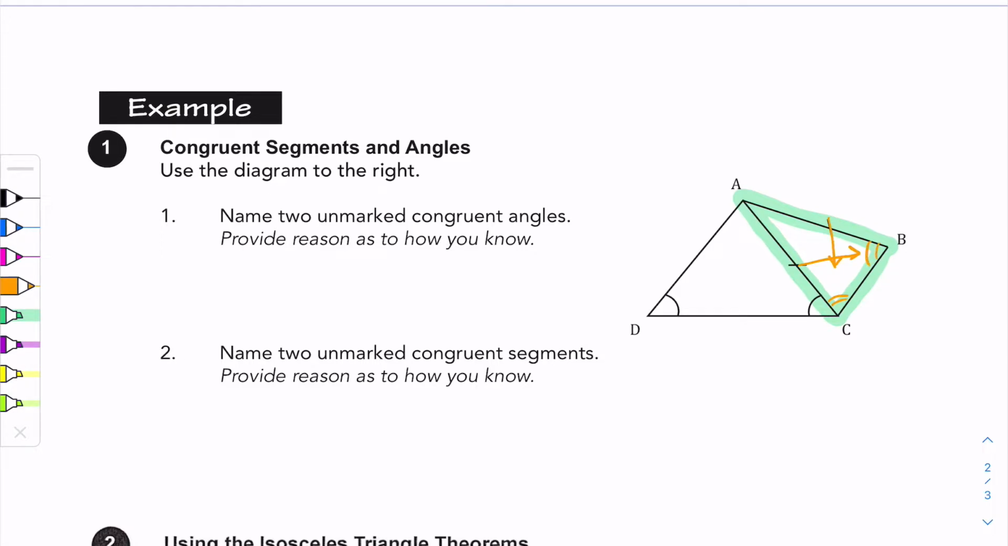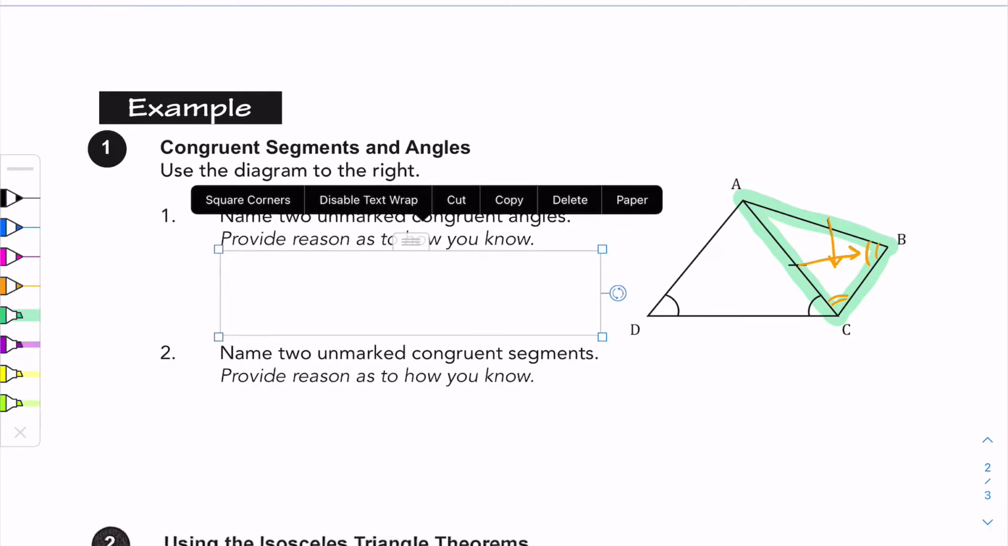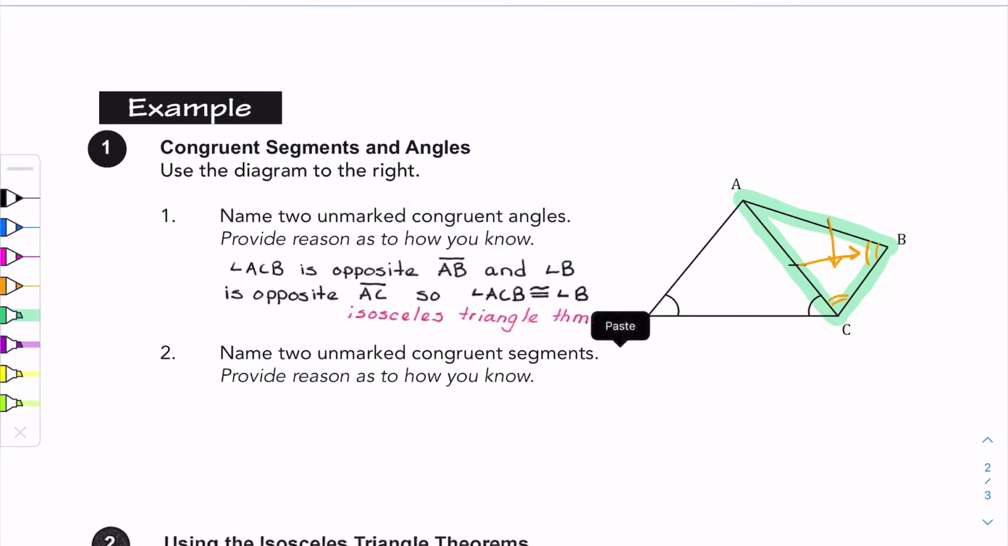So two unmarked congruent angles would be the two angles that I just marked, and I'm going to label them as angle ACB and angle B. So angle ACB is opposite segment AB, and angle B is opposite segment AC. So like I mentioned, angle ACB is congruent to angle B. That would be these angles here. And that is because of the isosceles triangle theorem.